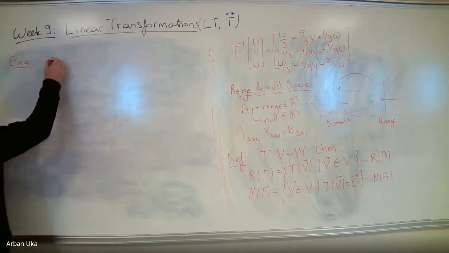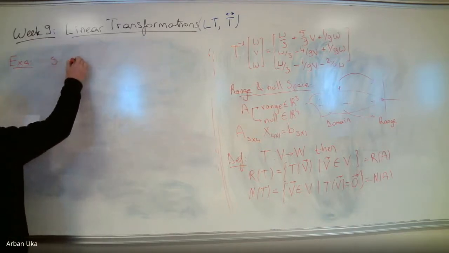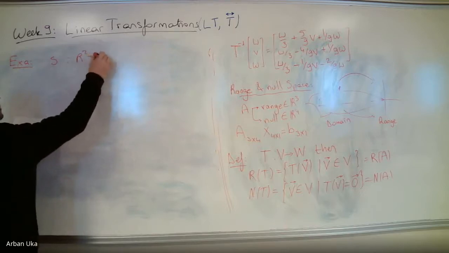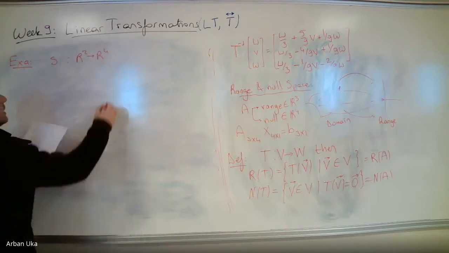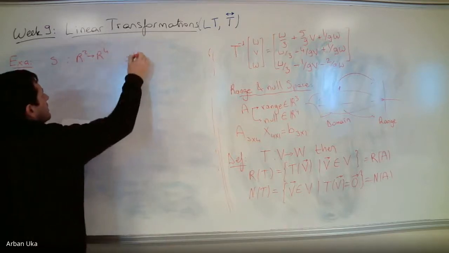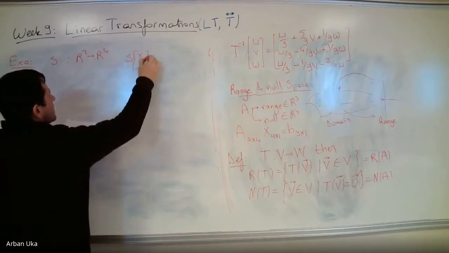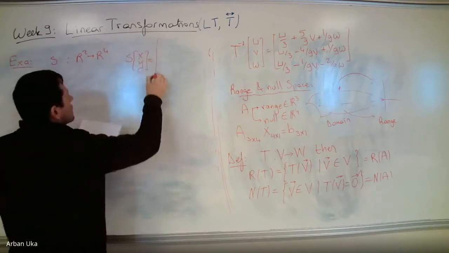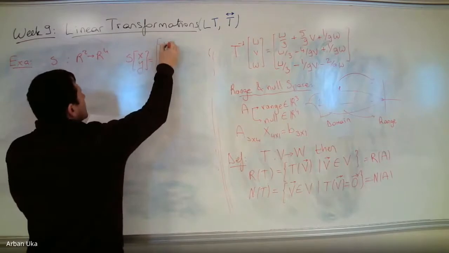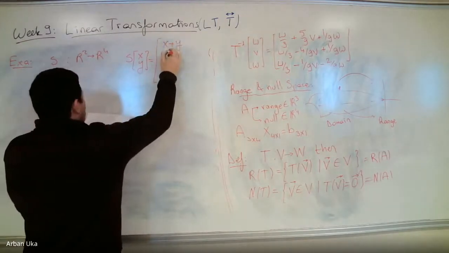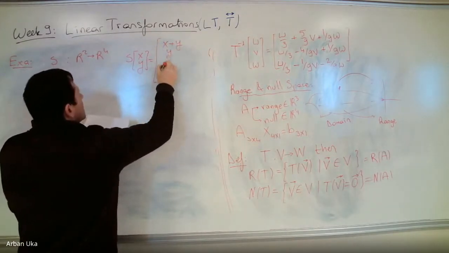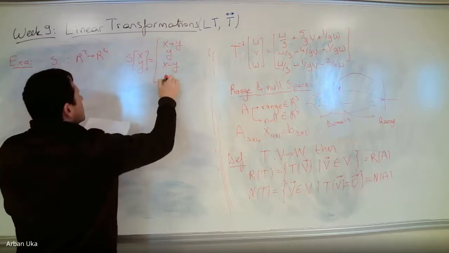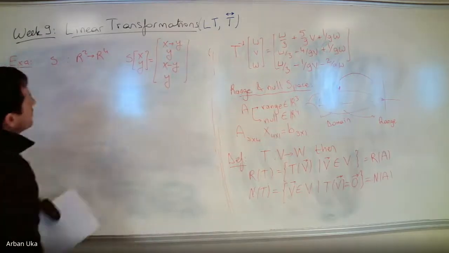Well, let's also do this one. Let's assume we have a linear transformation which goes from R squared to R4, and this is represented by taking a pair of numbers, x, y, into a quadruplet combination. So we have, let's say, x plus y, y, x minus y, and y. So what would this be?